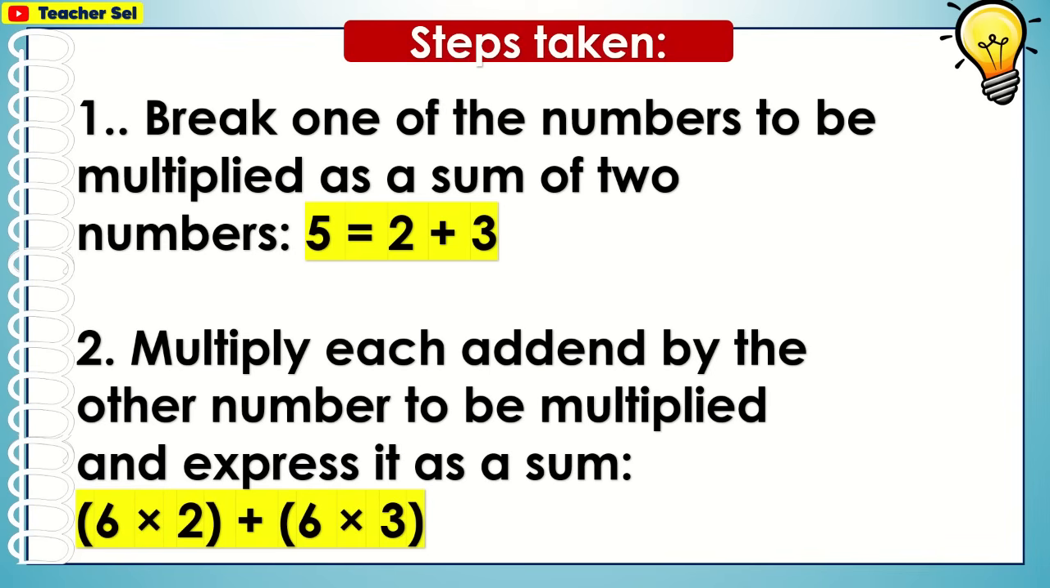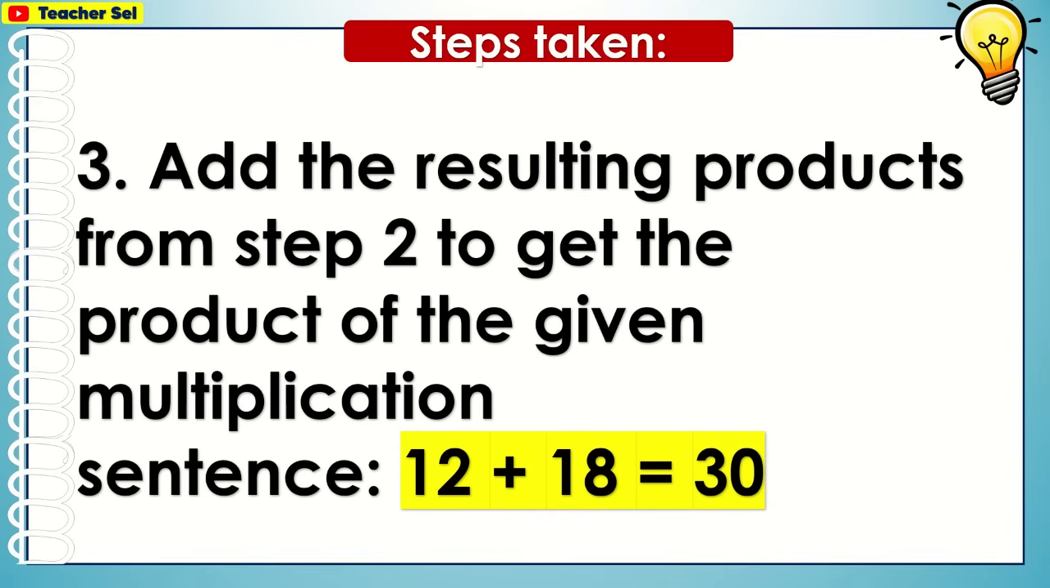Steps taken: break one of the numbers to be multiplied as a sum of 2 numbers. 5 is equal to 2 plus 3. Multiply each addend by the other number to be multiplied and express it as a sum. (6 times 2) plus (6 times 3). Add the resulting products from step 2 to get the product of the given multiplication sentence. 12 plus 18 is equal to 30.